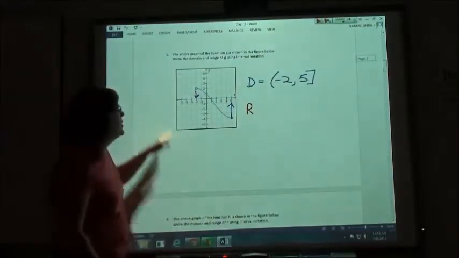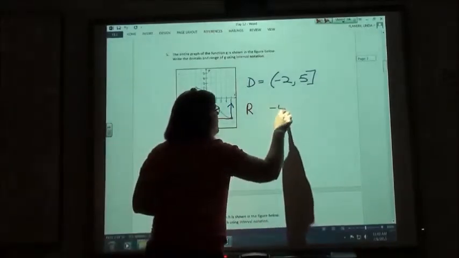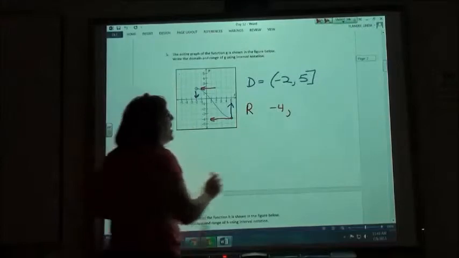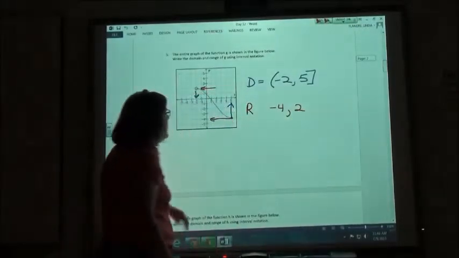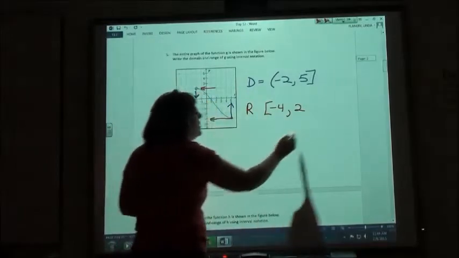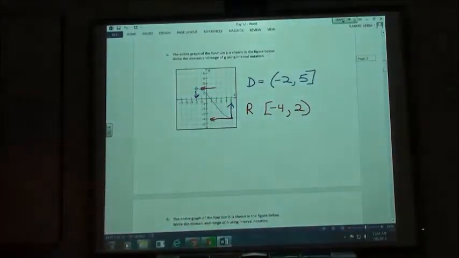For my range, my bottom point on my graph has a y value of -4. The top point of my graph has a y value of 2. I am including the -4. I am not including the 2. And so there would be my domain and my range.